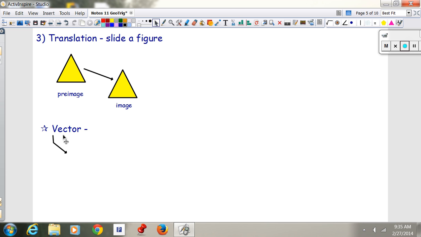Remember vectors? We talked about vectors already. Remember, what do we know about vectors? Remember the clip of the movie? It has direction and magnitude, right? He's fighting crime with direction and magnitude. That's what he said. So direction tells you which way to go, and the magnitude tells you how far to go. So that's what a vector is for us.